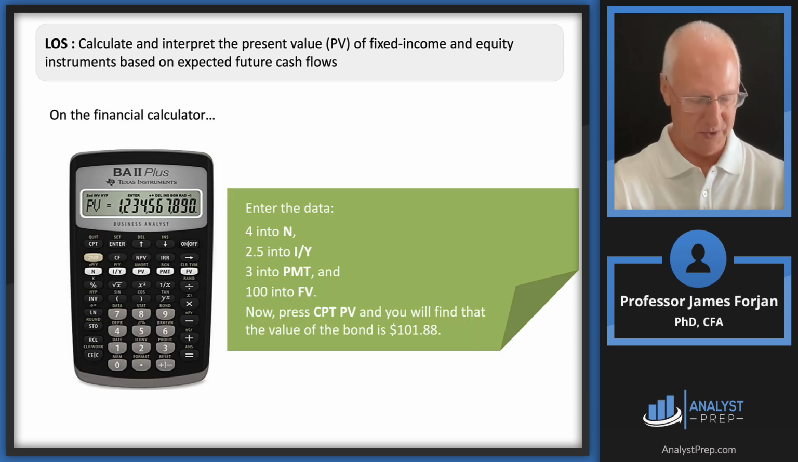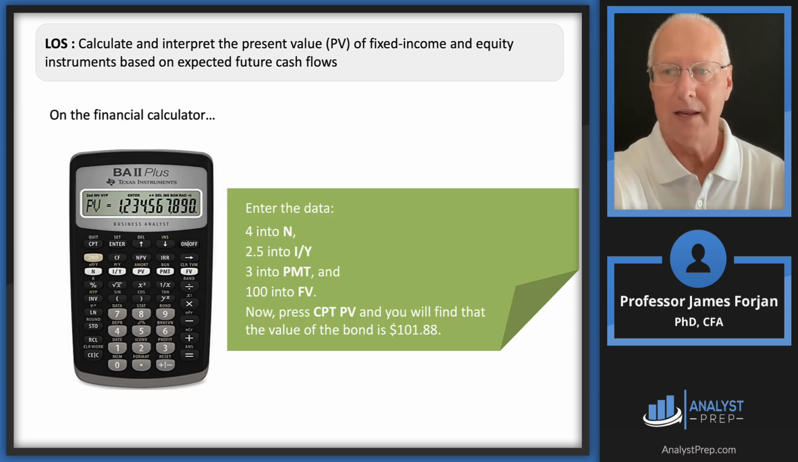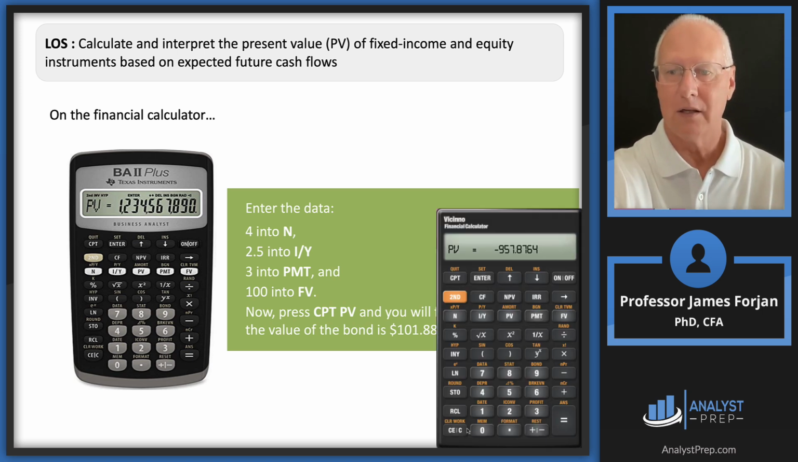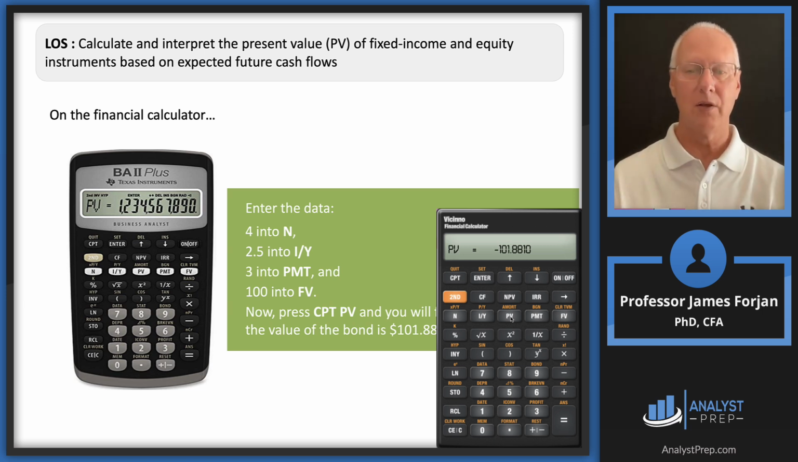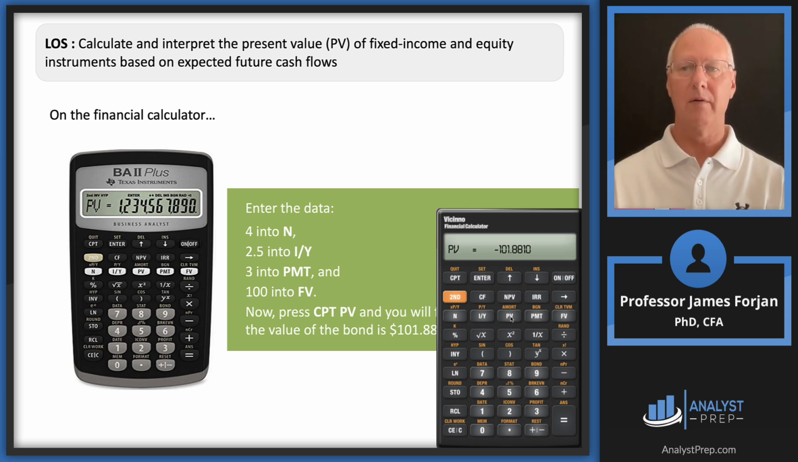So let's get out our financial calculators and let's go ahead and clear out from before. So what are we going to do? We're going to say 100 is future value. We're going to say 3 is payment. And we're going to say 4 semi-annual periods over 2 years. And we're going to say 2.5 is I. And we're going to hit compute present value. And what do we get?